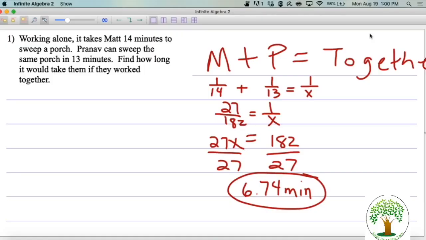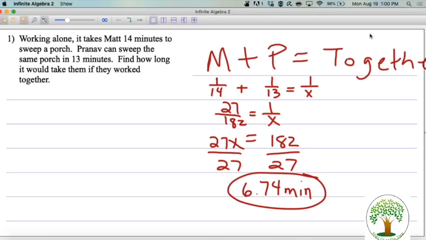Now, I want you to notice something. This is the long way. I want you to notice when we have this thing right here, 1 over x, we had 27 over 182. What happened here? We inverted it.